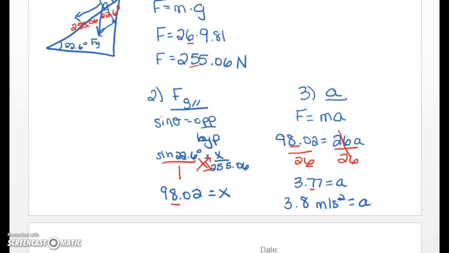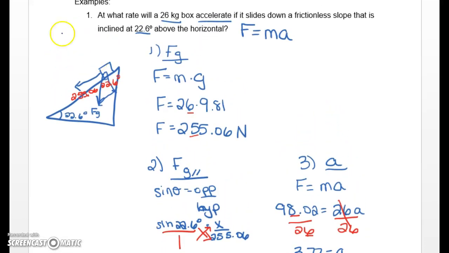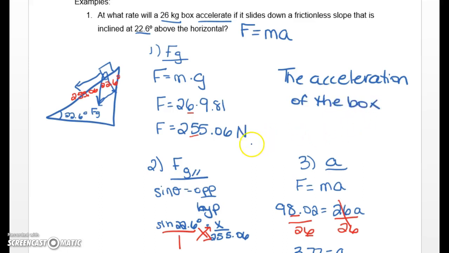So this says that our box here is accelerating down the inclined plane at a rate of 3.8 meters per second squared. So then just the last step, just to finish off this question, we need to write a sentence for this question. So we could say, the acceleration of the box is 3.8 meters per second squared.